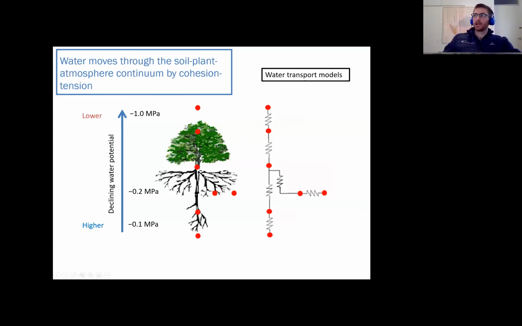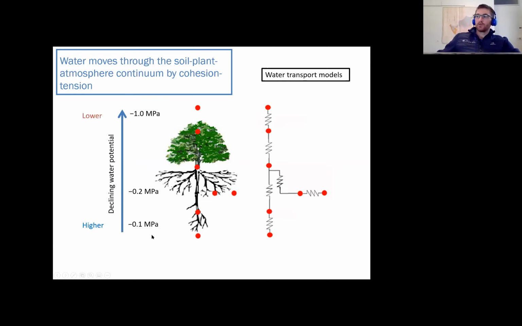So you can think of it like a rubber band. As a water molecule evaporates because of the energy from the sun, that essentially pulls the water column up through the plant. Another way to think about it is in terms of water potential. So we can think of the potential of water to move.